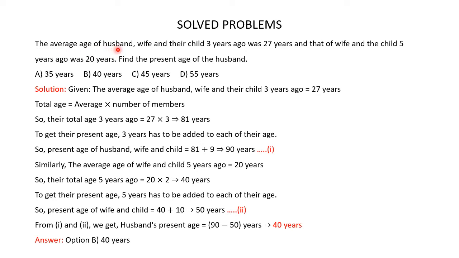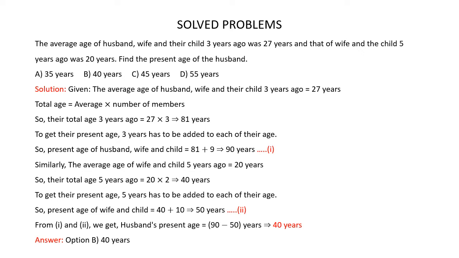The average age of husband, wife and their child 3 years ago was 27 years, and that of wife and the child 5 years ago was 20 years. Find the present age of the husband. You are given 4 options here and you have to find out which of these options is the correct one. So here you are asked to find the present age of the husband.